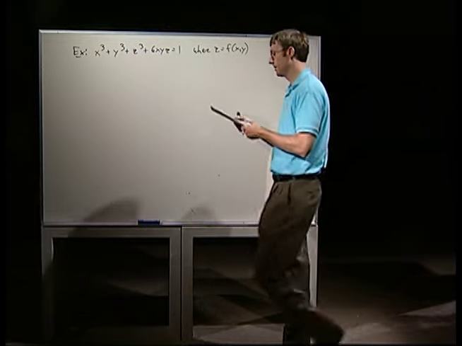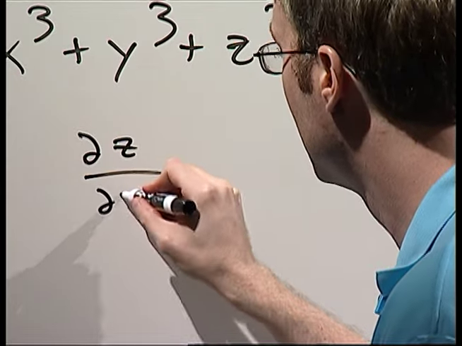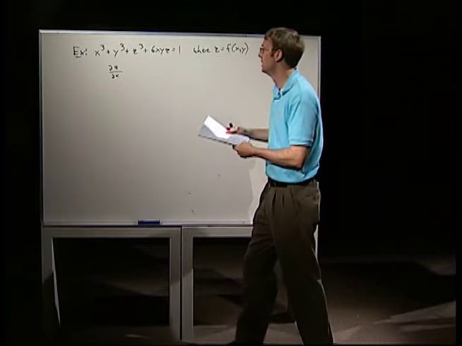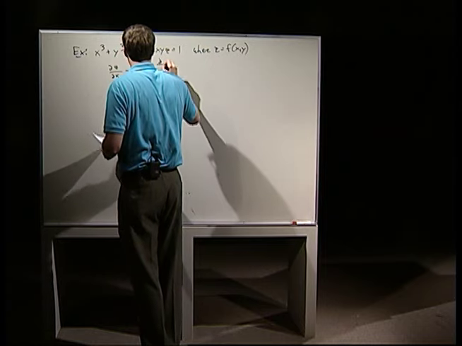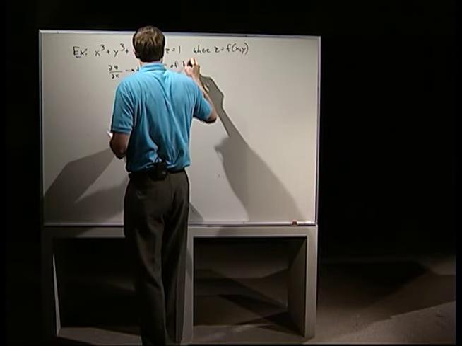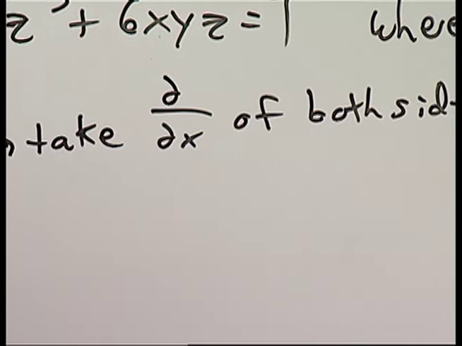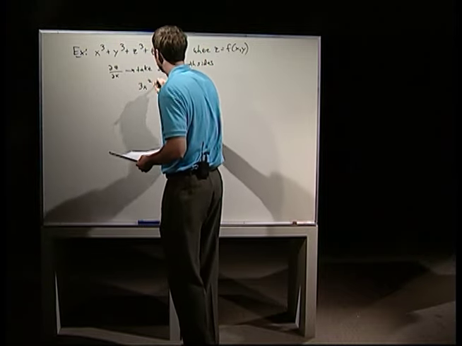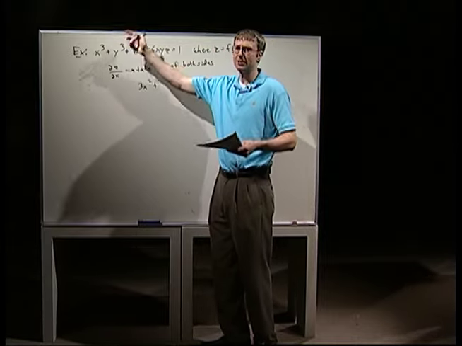I'd like to find partial z partial x. How do I do it? Well, I take partial x of both sides. Let's see what I get. First thing is easy. I get 3x squared. The derivative with respect to x of y cubed is 0, because y doesn't have an x term in it. It's constant.